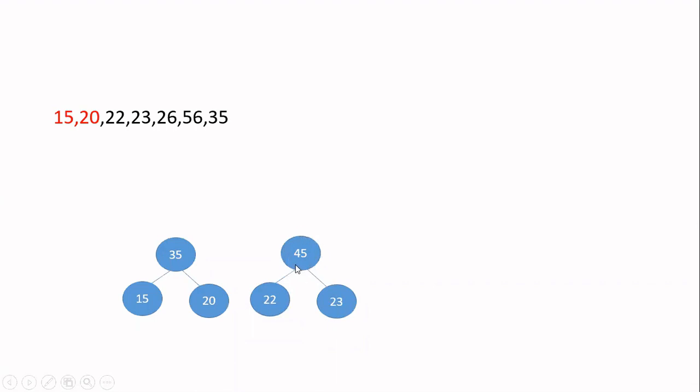Now I have to add this new node into the min heap. I have deleted 22 and 23, and highlighted in red color, I have added the new internal node 45. So currently I have only 4 nodes in the min heap. The next step is I have to again extract 2 nodes from this min heap with lowest frequency. So I am extracting first 26. After that I am extracting 35.